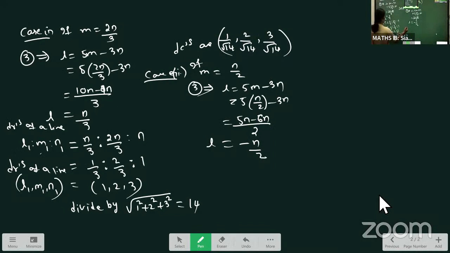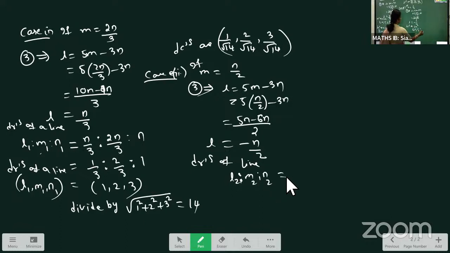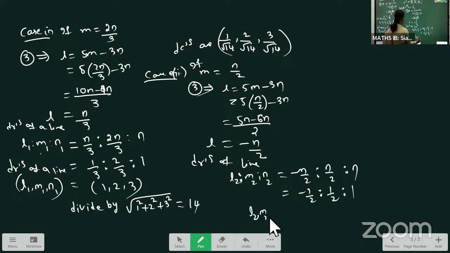Now continue. Therefore, the DR of the line, l2, m2, n2, we want. So for that, l2 is to m2 is to n2, find out. l2 means l, minus n by 2. m2 is n by 2. And n2, keep in terms of n only. Here again all are in terms of n. Take n cancel. So minus 1 by 2 is 2, 1 by 2 is 2, 1 we are getting. Therefore, l2, m2, n2, what are we getting here? Minus 1, 1, 2.